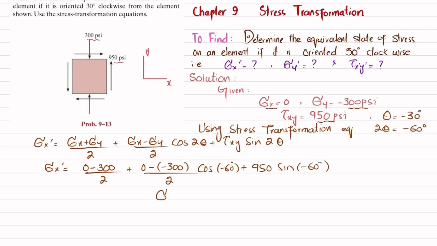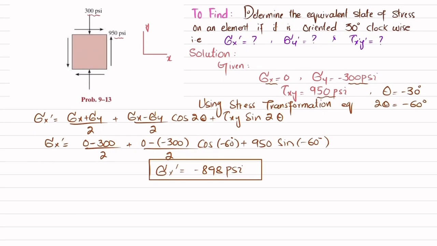So when you solve this, you will get sigma x dash comes out to be minus 898 psi. So this is the transformed component in the x dash direction. Clear? What is x dash? x dash will be this one. When you rotate it 30 degrees, this will be your x dash and this will be your y dash.